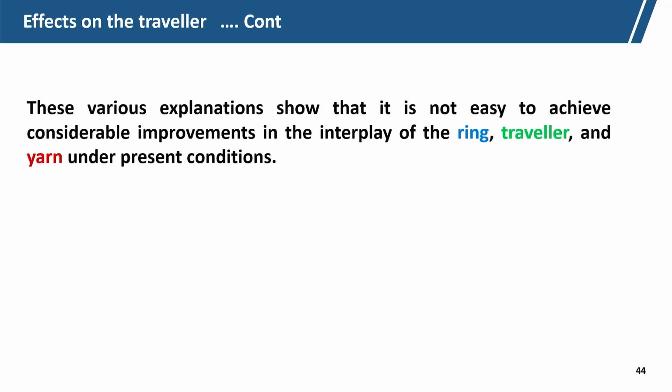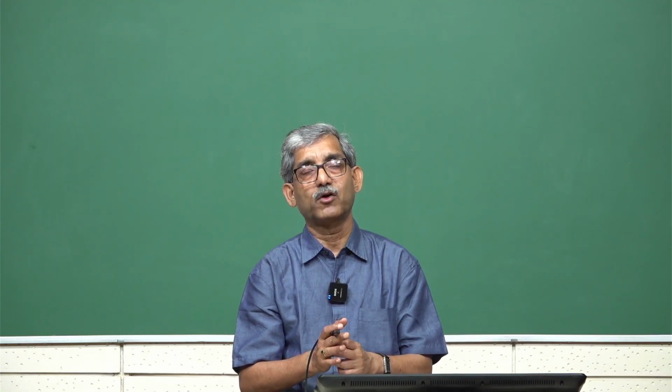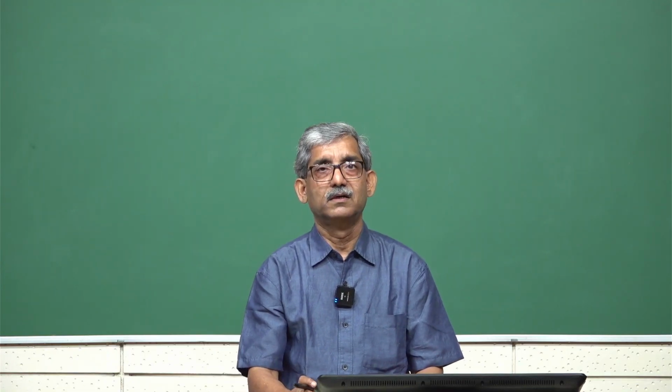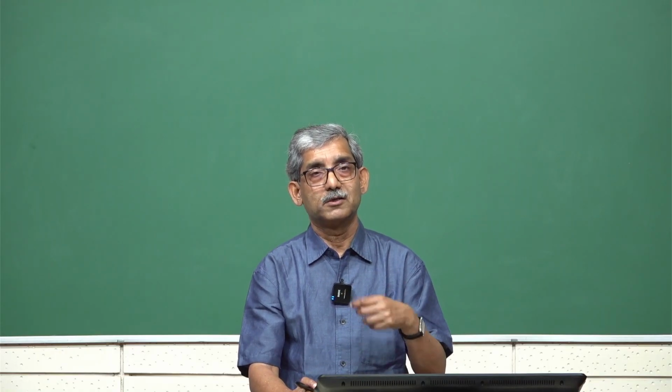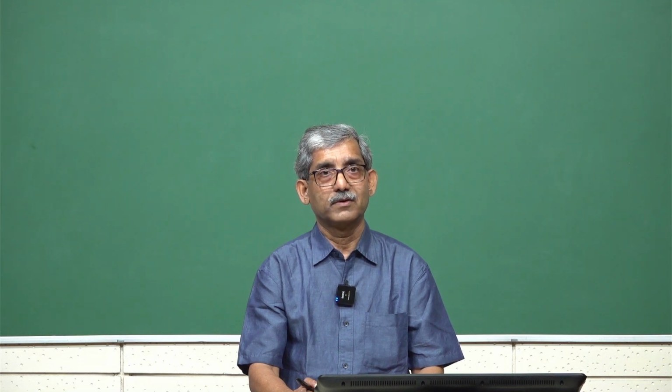This explanation shows that it is not easy to achieve considerable improvement in the interplay between the ring, traveller and yarn under present conditions. So, that is why the development of the modern ring and traveller is there. In the next session, we will discuss the shape of ring and traveller to enhance the speed, for high speed spinning, what type of rings and travellers are being developed.